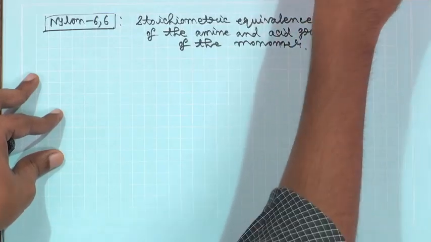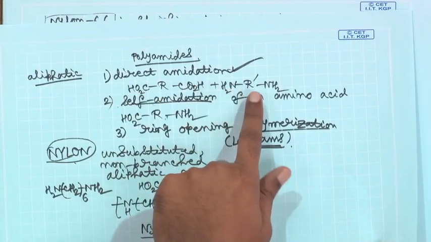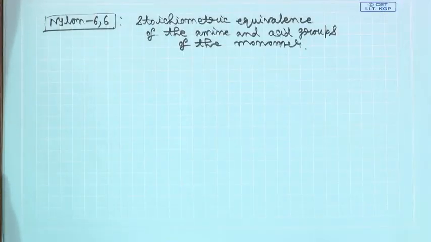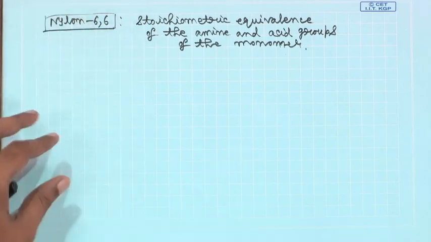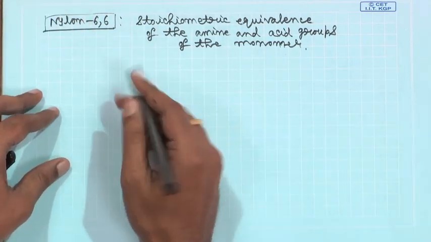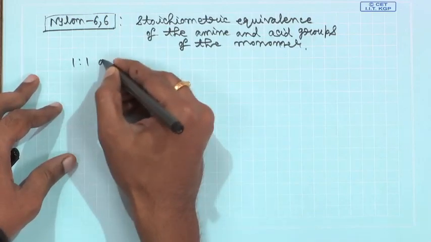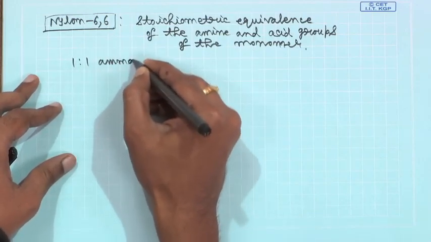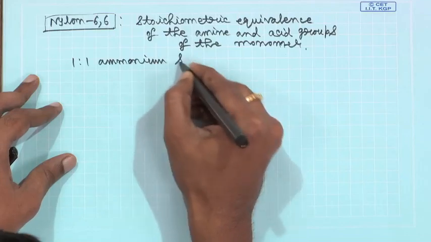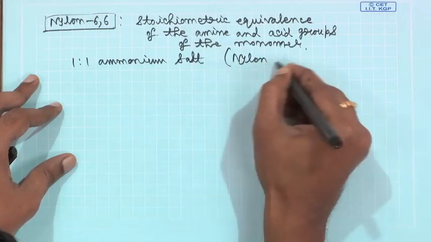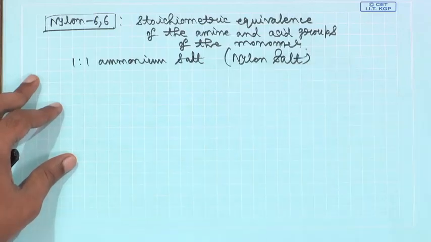Say you are using a diamine and a diacid, we want to ensure stoichiometric equivalence of the two when we are starting the reaction. How do you do that? This is readily obtained by a preliminary formation of a 1:1 ammonium salt, and this is often called a nylon salt. I will go into the details a little bit more.